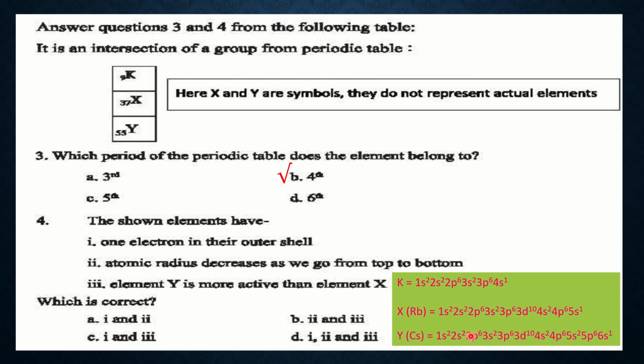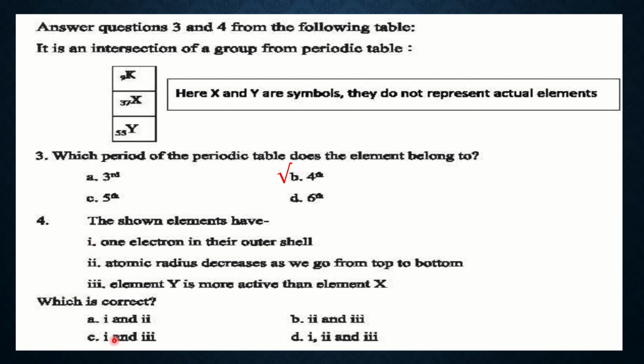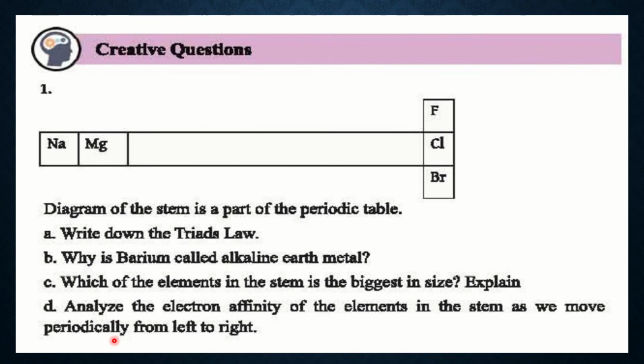So which one is more active? Y is more active. So option 3 is also correct. So which one is correct? The correct answer is 1 and 3. That is option C. So these are the MCQs.